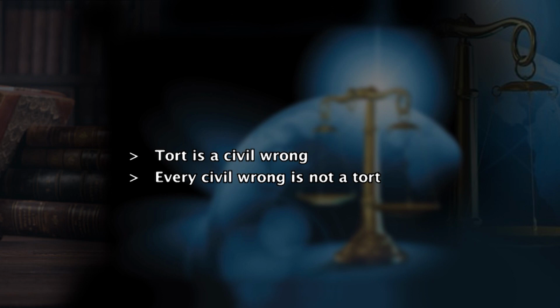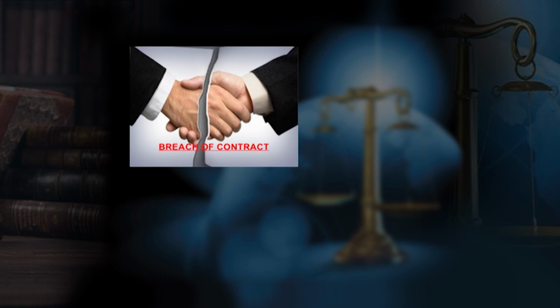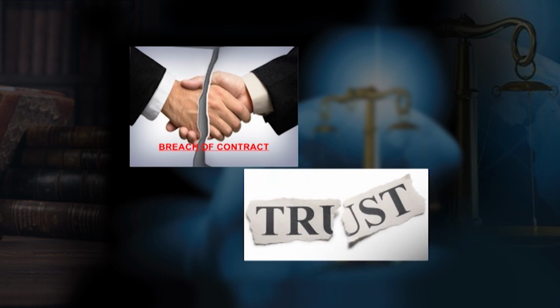The basic idea which is indicated by these definitions is, firstly, tort is a civil wrong, and secondly, every civil wrong is not a tort. There are other civil wrongs also, the important of which are breach of contract and breach of trust. As stated, no such scientific definition of tort has been possible which could explain this wrong by mentioning various elements, the presence of which could be considered to be a tort.